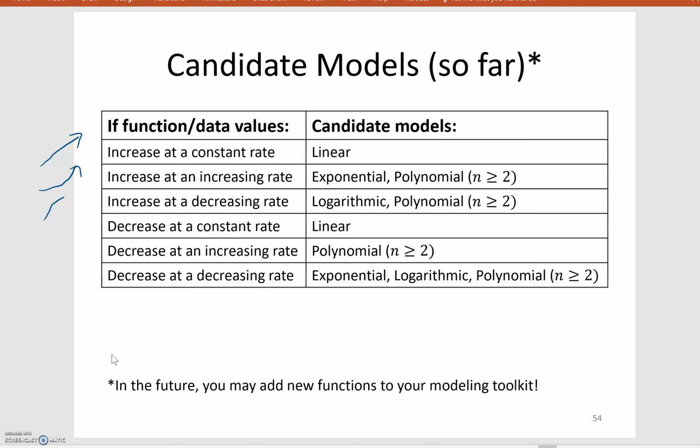Increasing at a decreasing rate looks like this. So that could be logarithmic or polynomial. Decreasing at a constant rate, that's linear. Decreasing at an increasing rate, the only one we have for that is polynomial modeling, and decreasing at a decreasing rate, like so. That could be one of three things: exponential, logarithmic, or polynomial. So to describe all these different kinds of behavior, we have these candidate models.